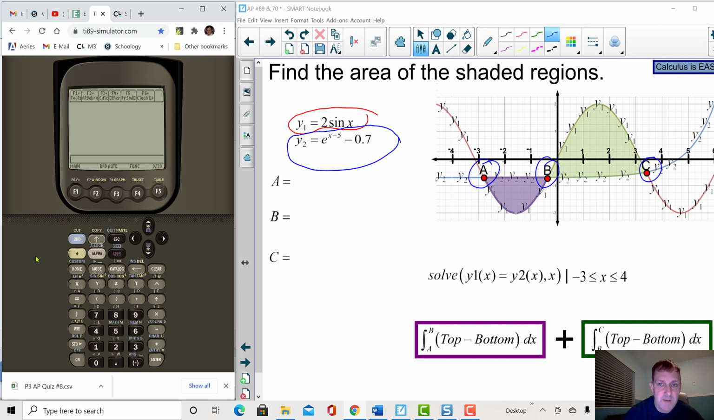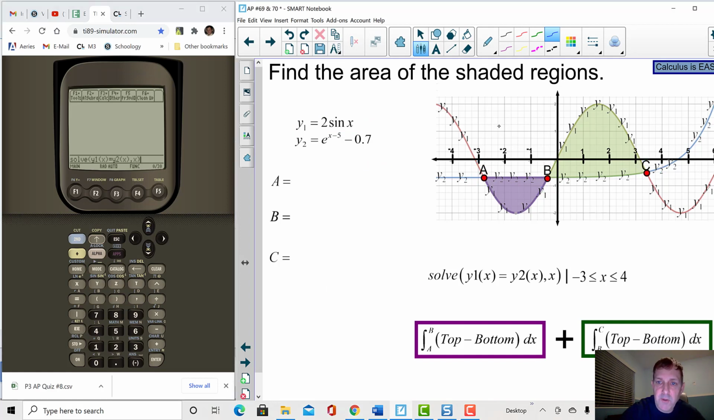Now remember, you may have an infinite number of solutions, so we're going to evaluate it where we want. So F2 has solve. I want to solve where y1 of x is equal to y2 of x. Don't forget the parentheses x. And we're solving for x, so I'm going to put comma x. Now right now, if I push enter, it's going to give me an infinite number of answers.